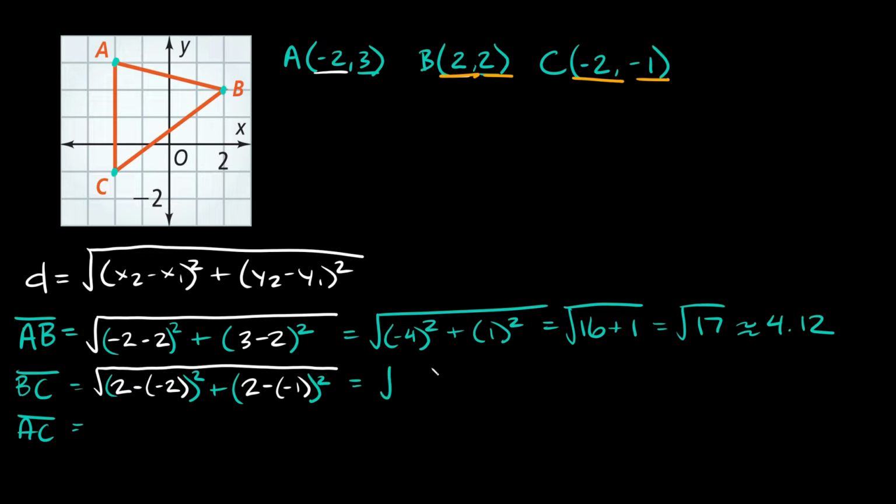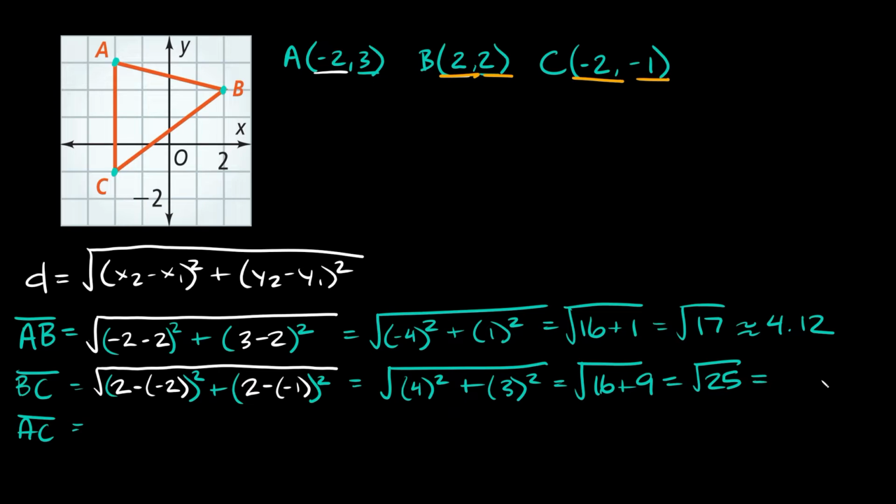So then this is going to be equal to, so here 2 minus -2 is the same thing as 2 plus 2, which is equal to 4. So here we have 4 squared. And then we're going to add that to this one over here. 2 minus -1 is the same thing as 2 plus 1, which is equal to 3, right? So then here we have 3 squared. So then this is equal to 4 squared is 16, and 3 squared is 9. 16 plus 9 is equal to 25. So the square root of 25, as we know, is equal to 5, all right?